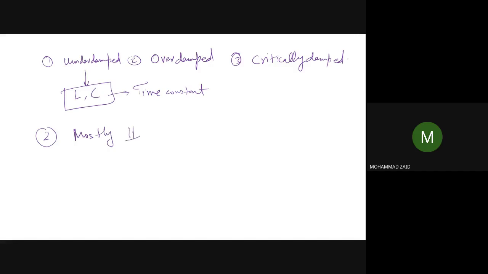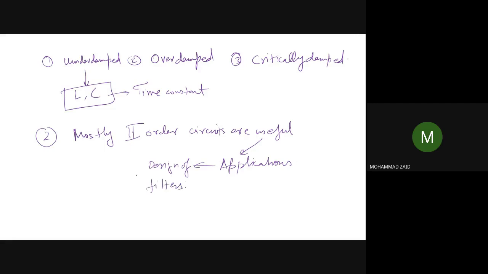The second important thing is that second order circuits are popular and useful, which means they have lots of applications. The closest application is the design of filters. Filters are very popularly known.